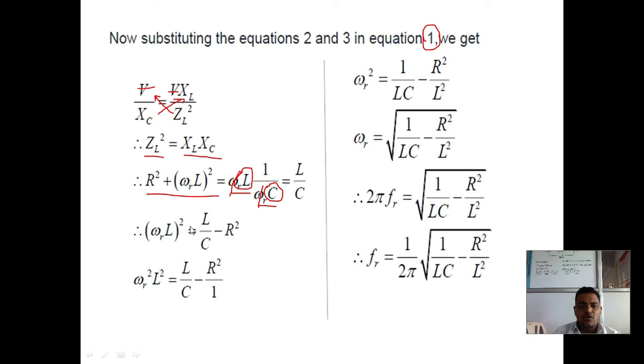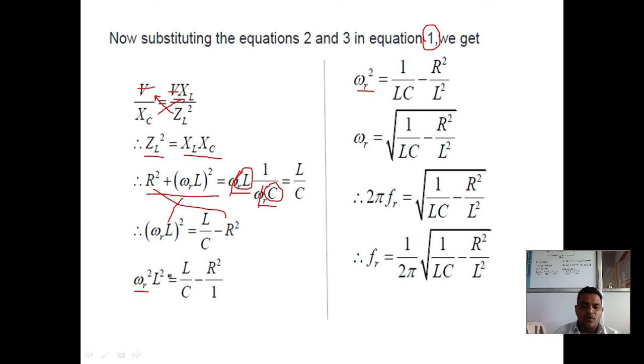So R square plus omega L whole square is equal to L upon C. We keep omega L square as it is, and L upon C minus R square, since R square moves to the other side. So omega L whole square is equal to L upon C minus R square. Hence omega square L square is equal to LC upon L square minus R square. Then we modify the equation to form omega square. That's why omega square is equal to 1 upon LC.